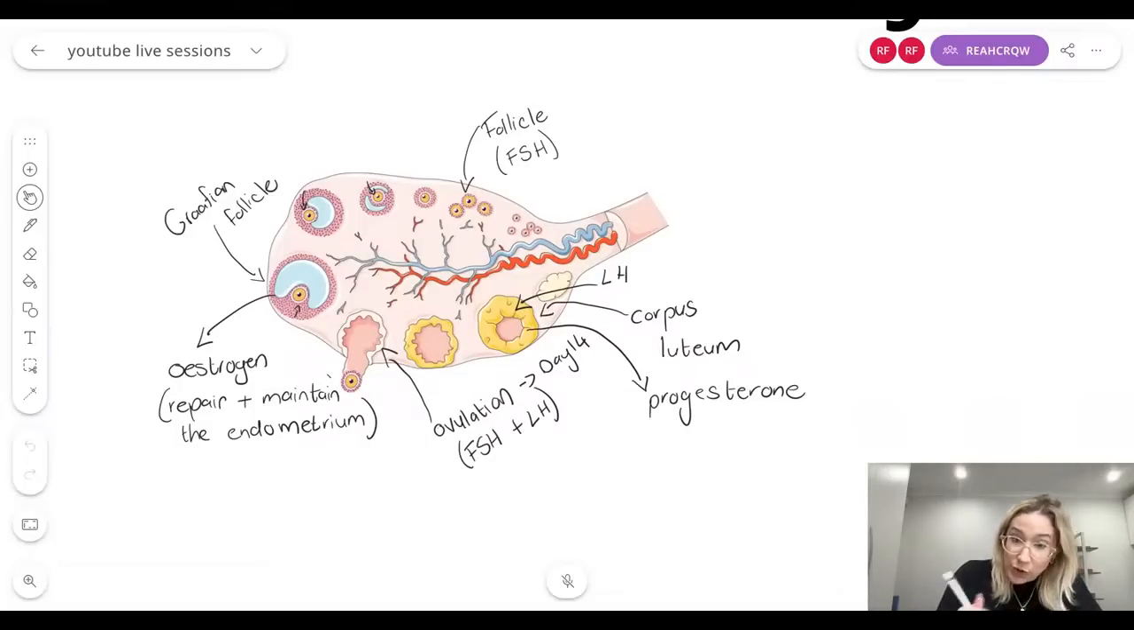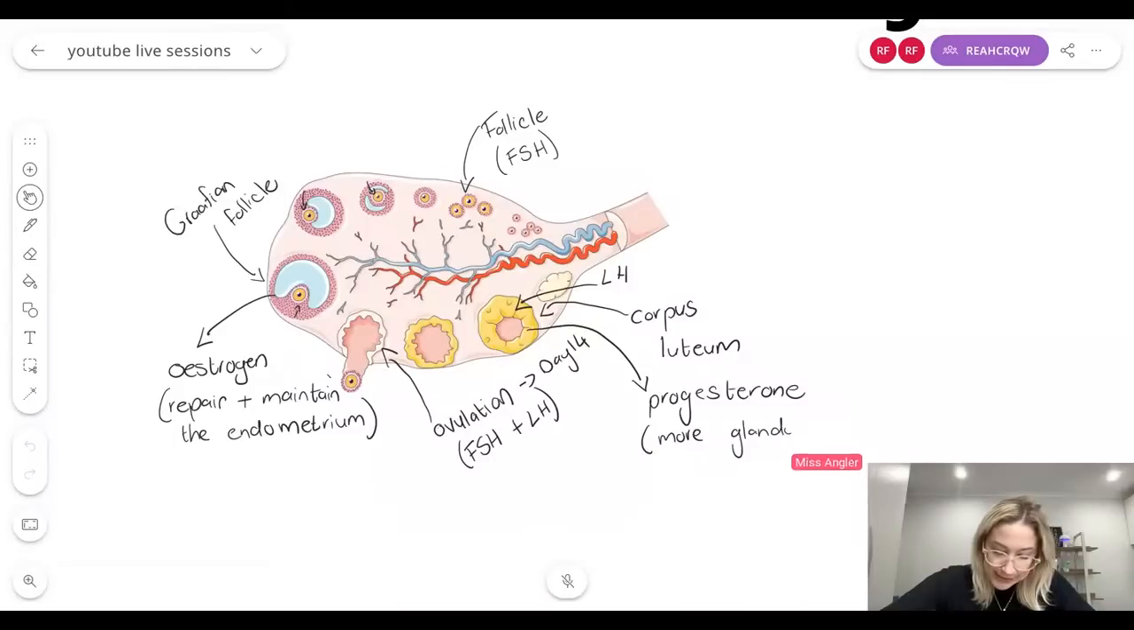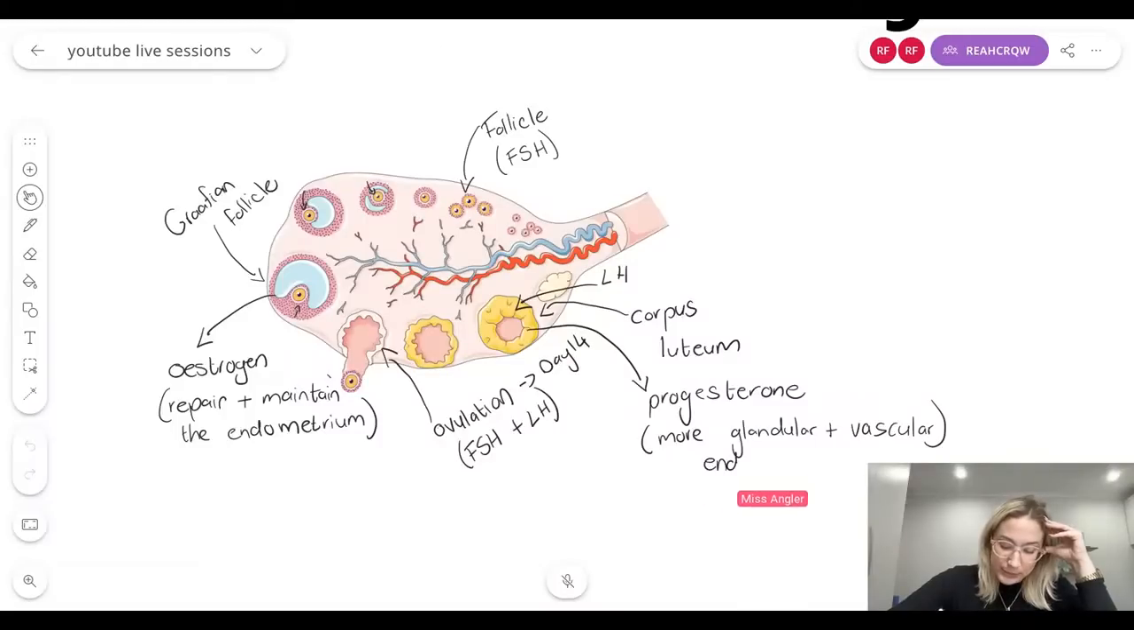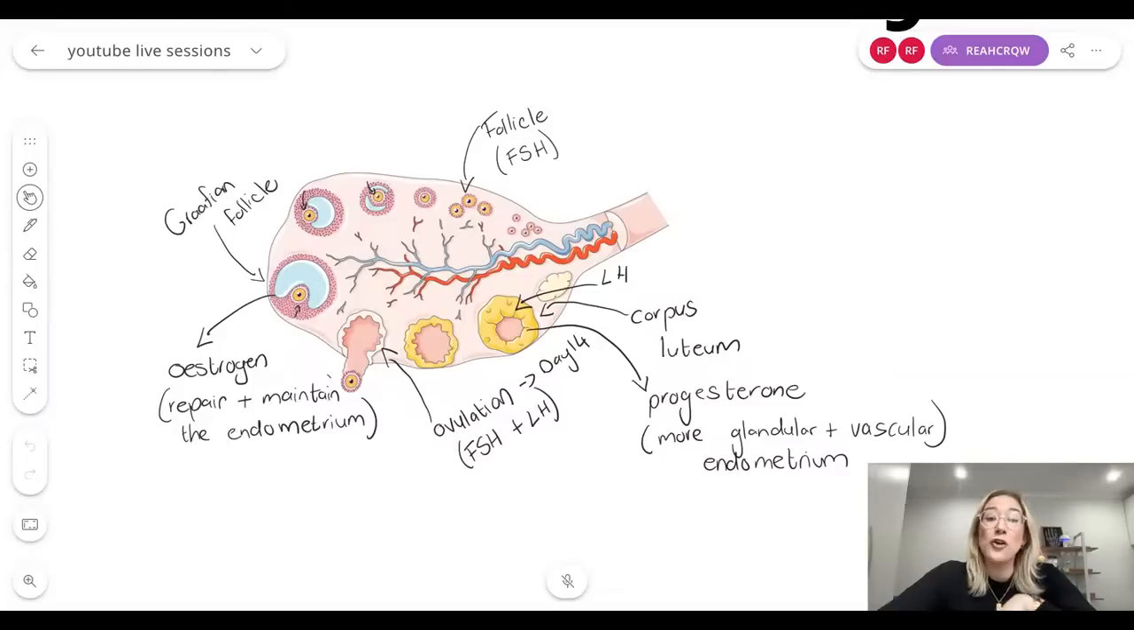And so progesterone, its effect on the uterus, right, is to make it more glandular and vascular. Okay. Glandular means more glands, vascular means more blood vessels. What is that? The uterus, specifically the endometrium. So when I say more glandular and vascular, I'm referring to the endometrium. Okay. And that, everyone, in a nutshell, is the ovarian cycle.